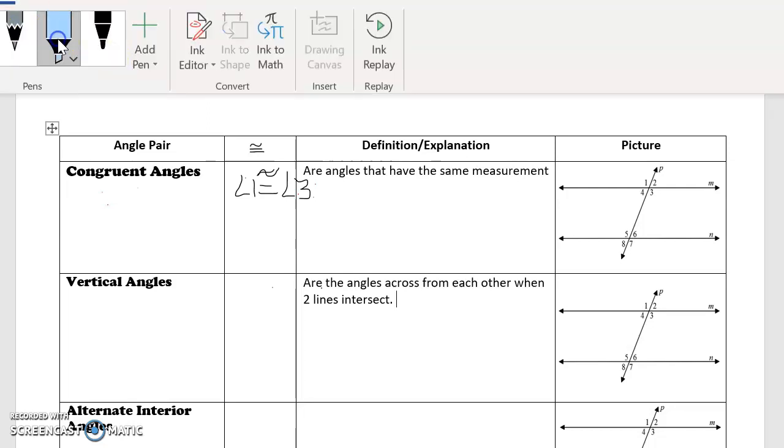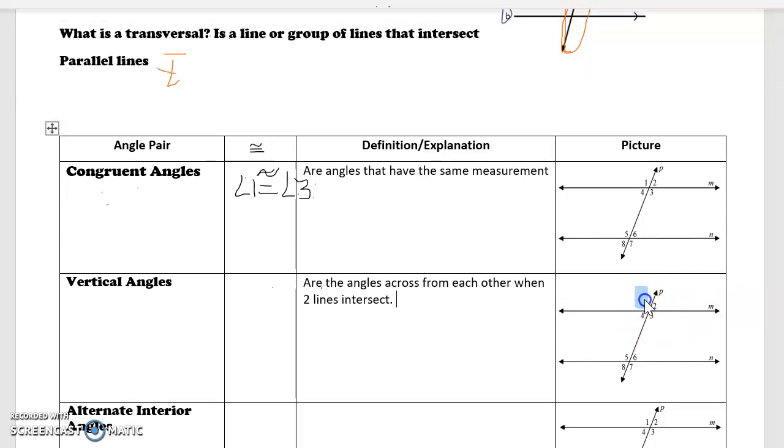Okay, with this one, I'm going to use a highlighter. I'm going to give you one of them. So I have a line M, and it's intersected by line P. So the angles that are opposite each other are vertical angles. So angle 1 and angle 3 are vertical angles. So those are vertical angles. All right, let's go to the next one.